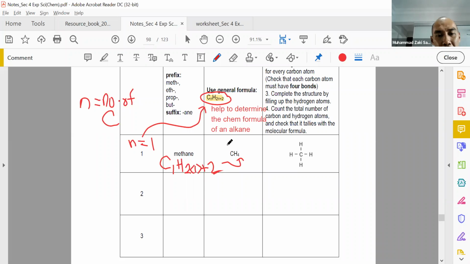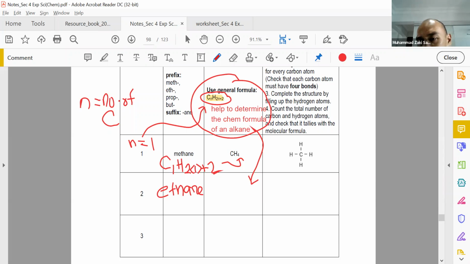Okay, last one, 12 more minutes. Ethane. Let's use the general formula to generate the chemical formula here. Are you supposed to memorize this? Yes, you must memorize it to make your life easier, and sometimes the exam also asks. Let me ask one person who can give me the formula for ethane.